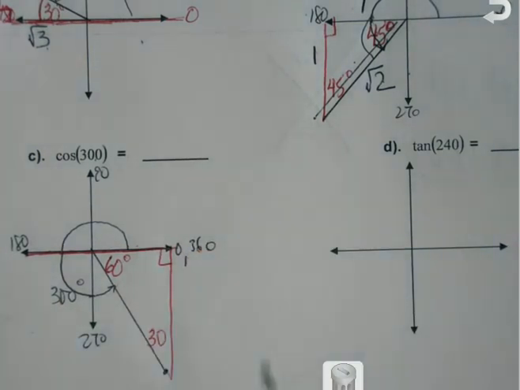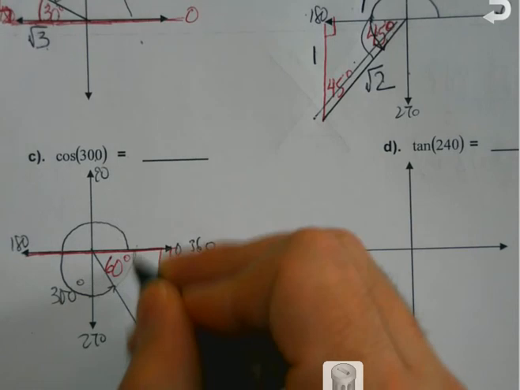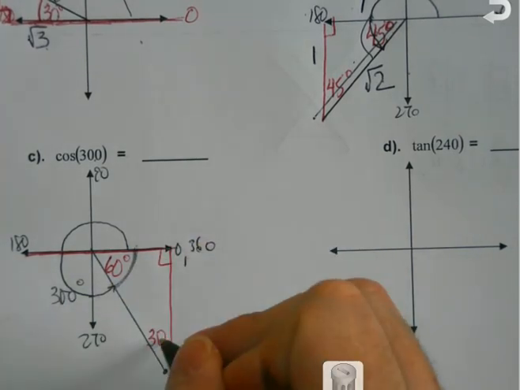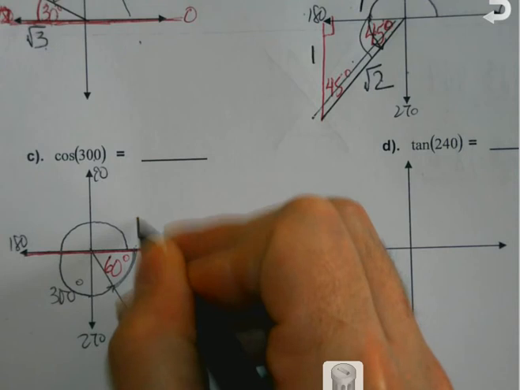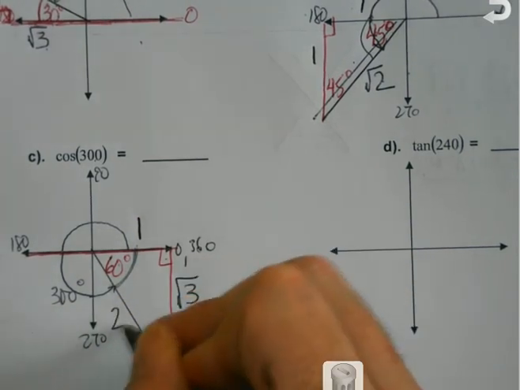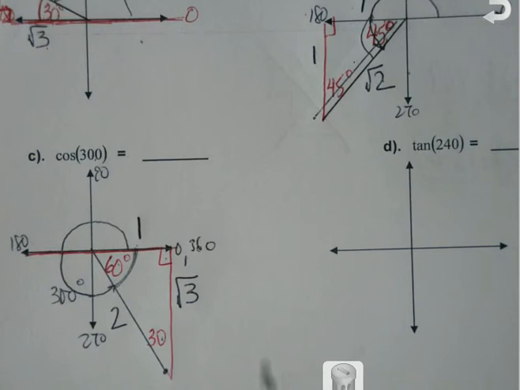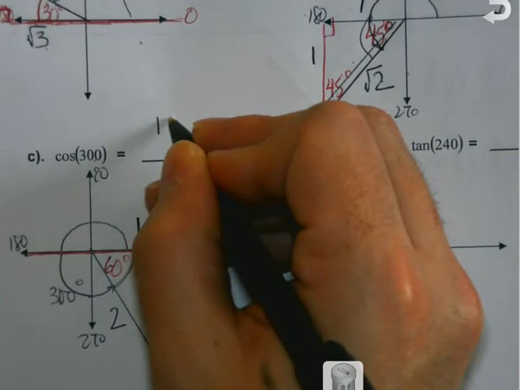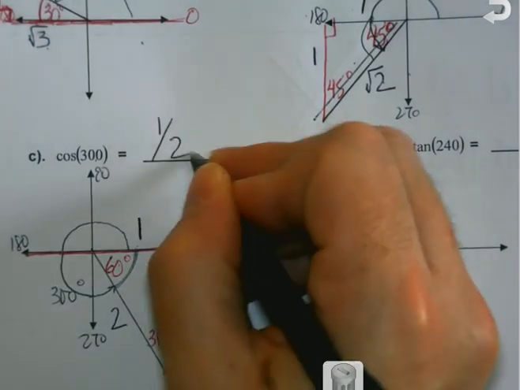I get my special right triangle drawn. Again, there's my reference. Label my sides: 1, square root of 3, 2. And then I'm ready to figure out what I've got. So cosine, we just got done saying, is adjacent over hypotenuse.